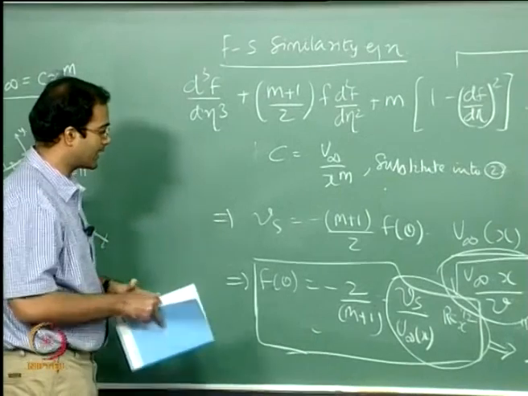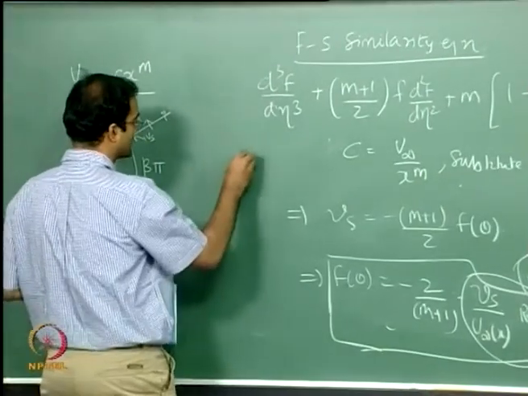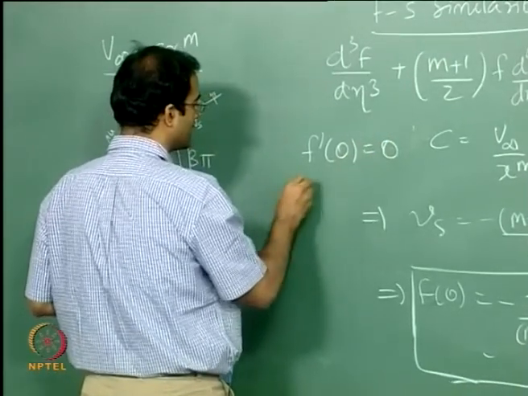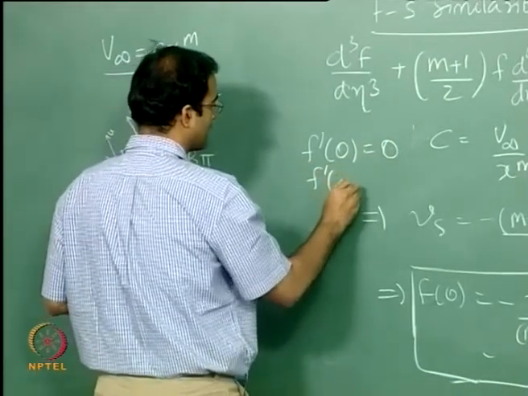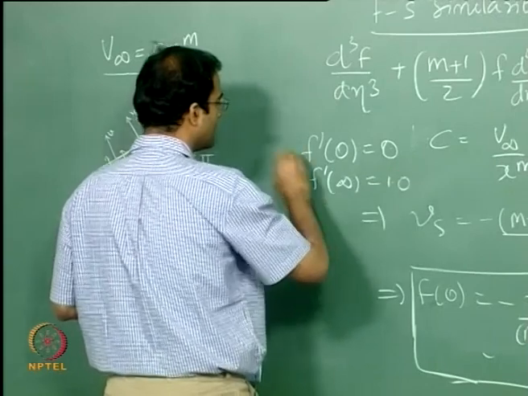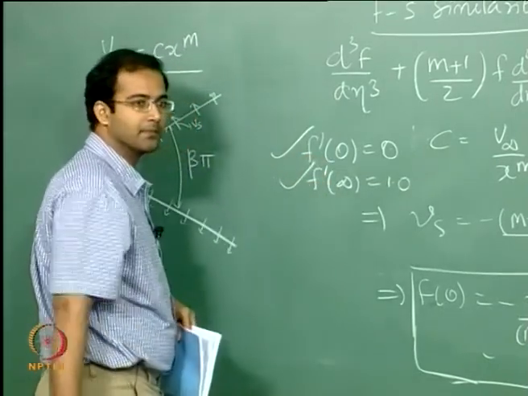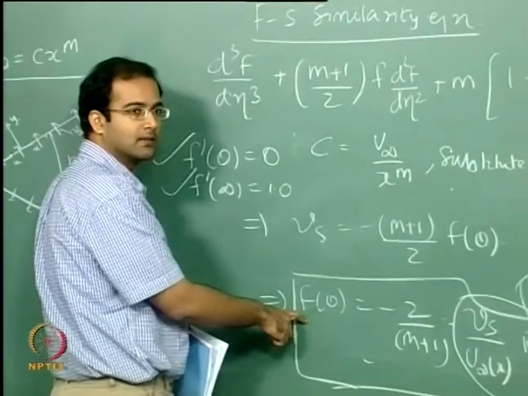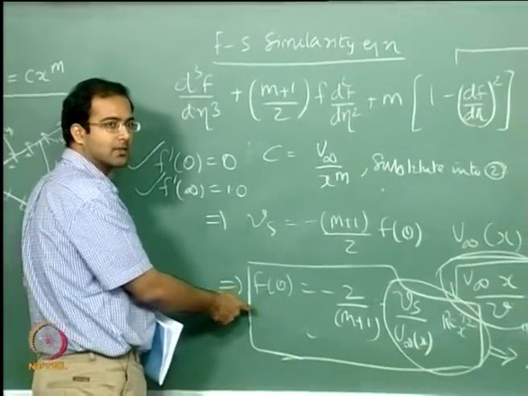Okay, your other boundary conditions remain the same. So what is your other boundary condition? Your f dash of 0 equal to 0, okay, and your f dash at infinity equal to 1. So these two boundary conditions are the same. The only boundary condition which is now slightly different is this, and this is also not so different.